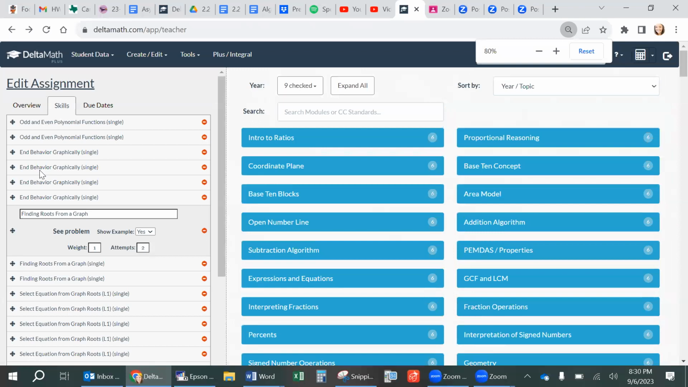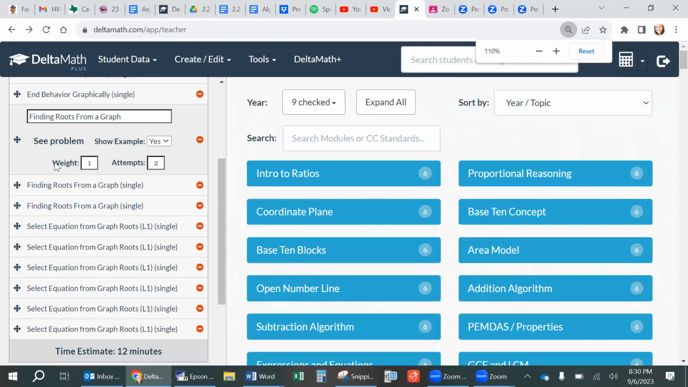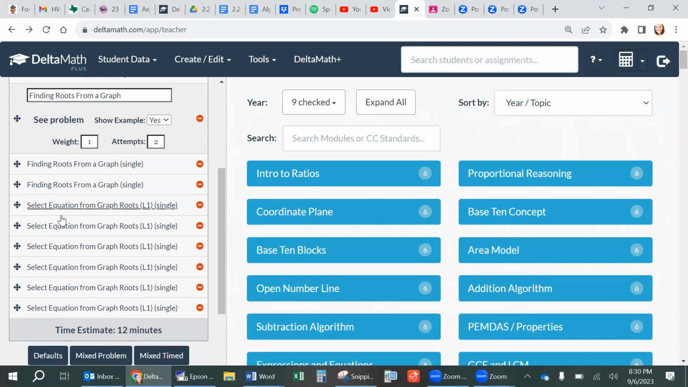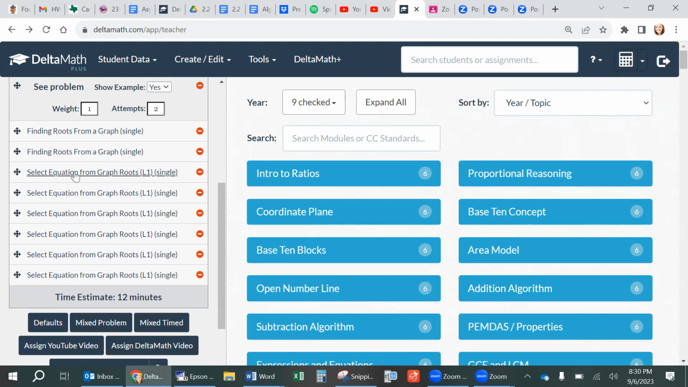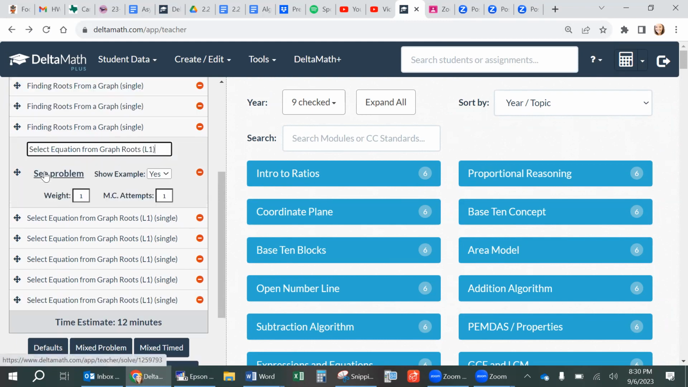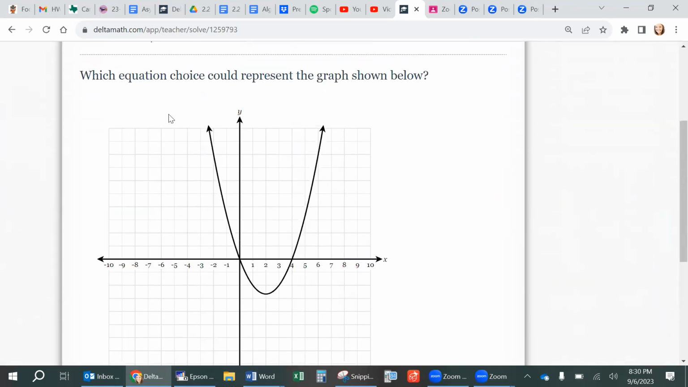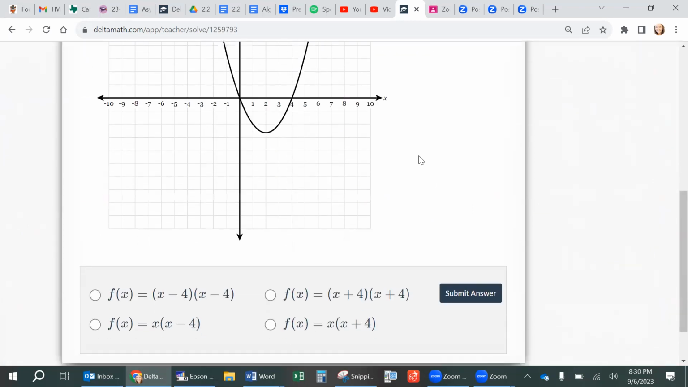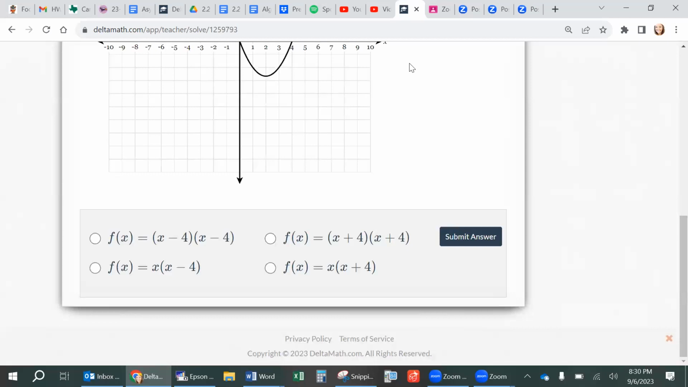All right, we have one more question left that we're going to work through, which is going to be selecting the equation from roots. And I'm just going to pick the first of those. So I think this was question 7, then this would be 8, 9, 10. So this is now the 10th question. It says, which of the following could represent the graph shown below? We'll look at your equation.